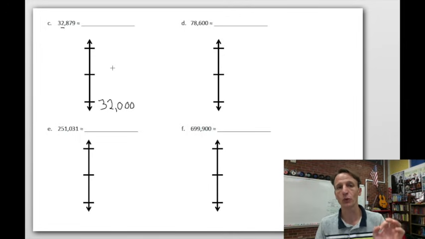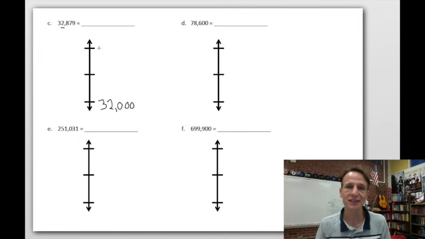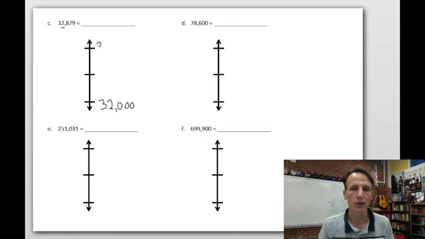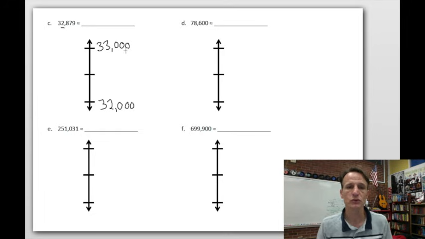But the question was, what is the next thousand after 32,000? What's 1,000 more? Didn't we have lots of questions like that? You see why we did all that stuff before. Now you can round like a pro. So 33,000, skip counting by thousands, comes after 32,000.